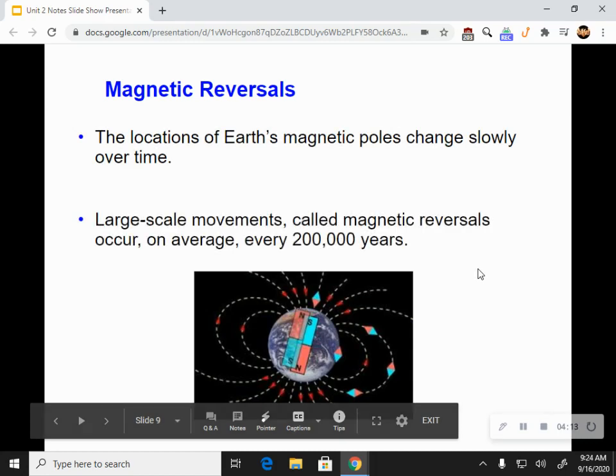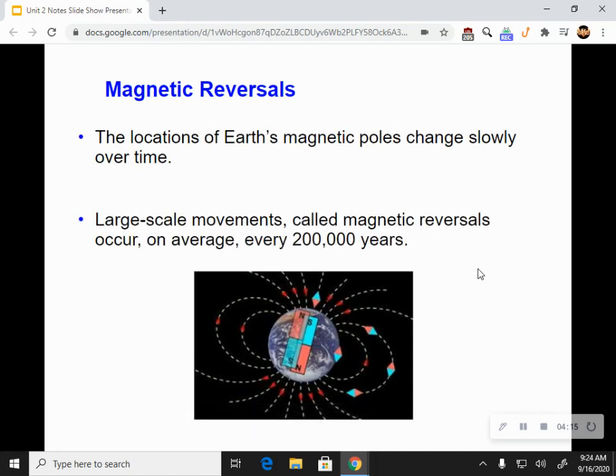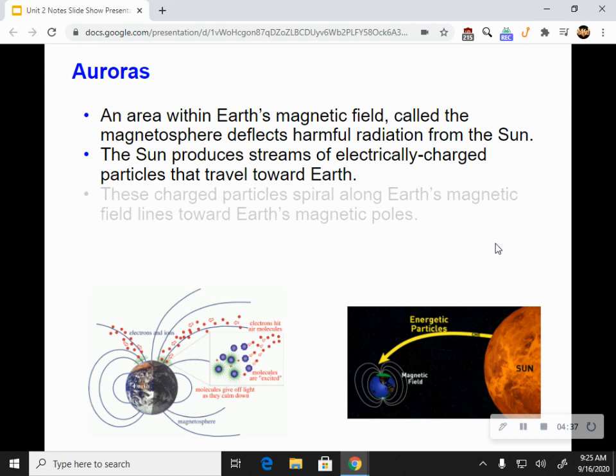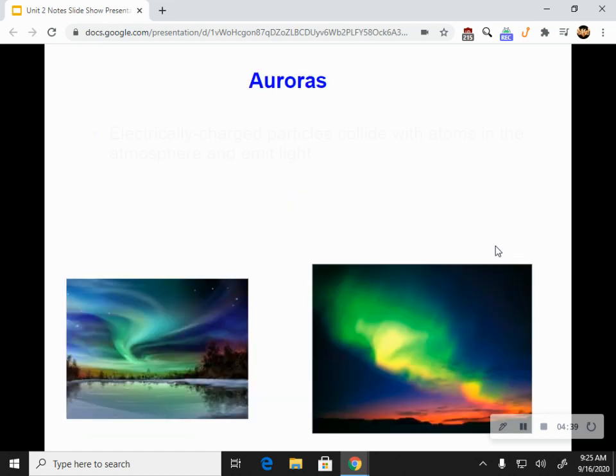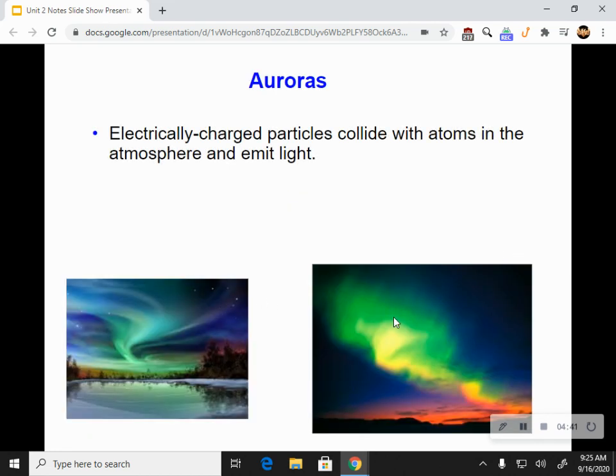The location of the Earth's magnetic poles changes slowly over time. So about every 200,000 years, they switch. So the North Pole becomes the South, and the South Pole becomes the North. This doesn't mean we change directions based on what we see, but it does mean that the magnetic pole changes. So the South Pole will become the North, and the North Pole will become the South based on magnetic pole.